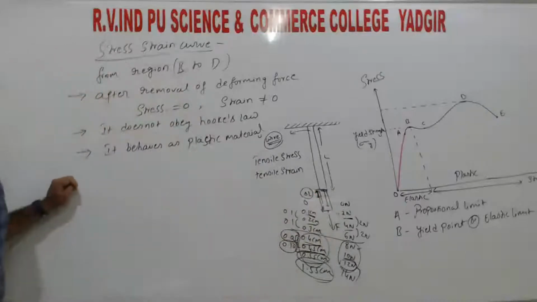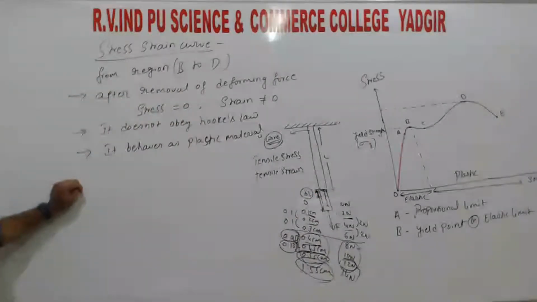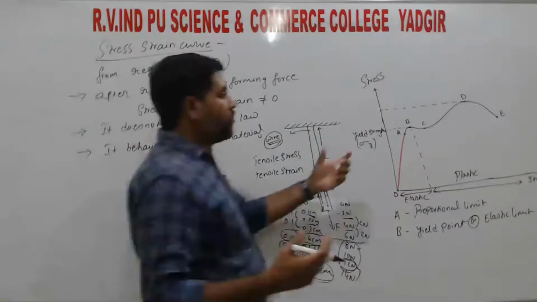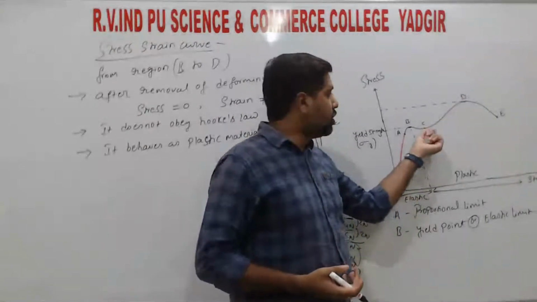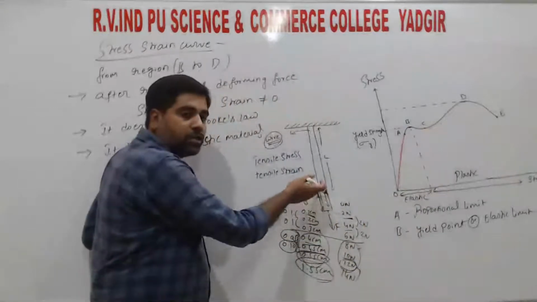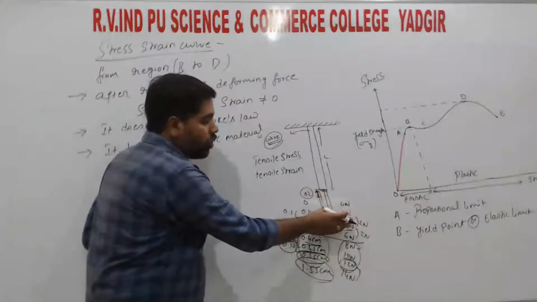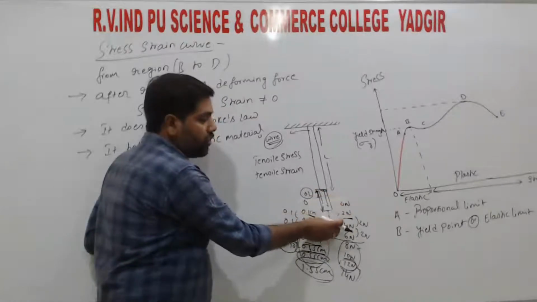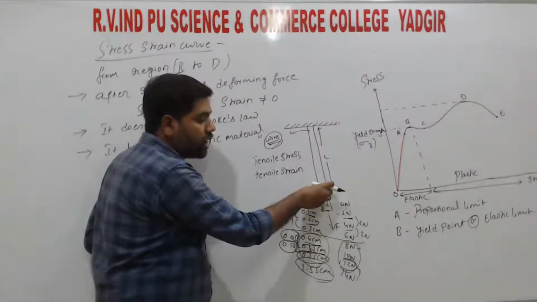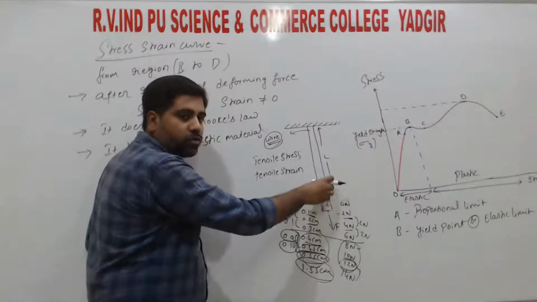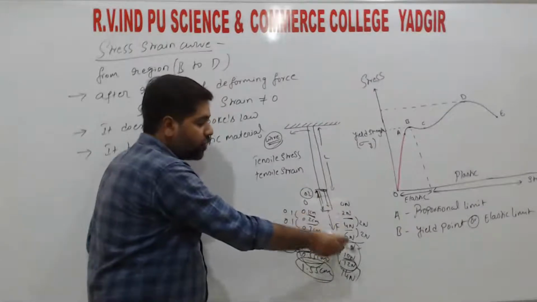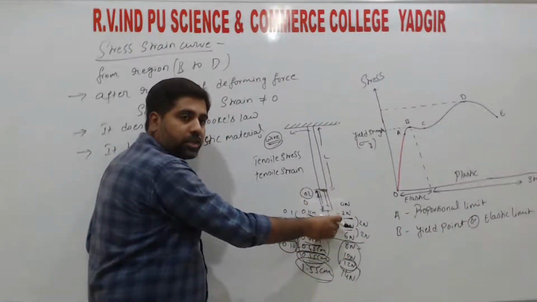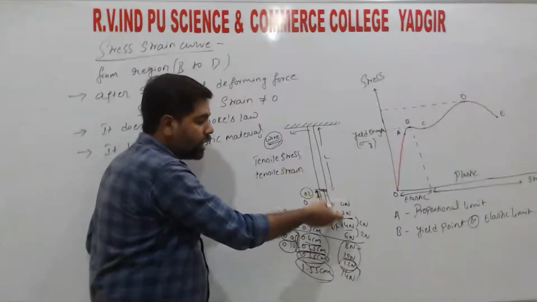So next, the point which comes in between B and D, right? In between B and D, we are getting one point. At this point, the length or elongation of the wire is fixed, right? After removal of the deforming force, the length increases, and it becomes the maximum variation. For a small stress, we are getting a large elongation or large strain, a very large strain.